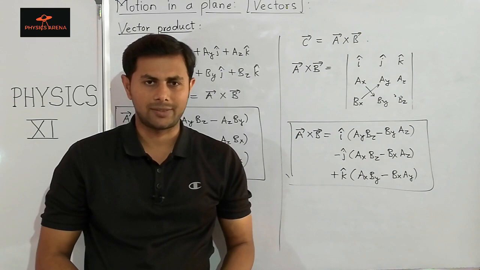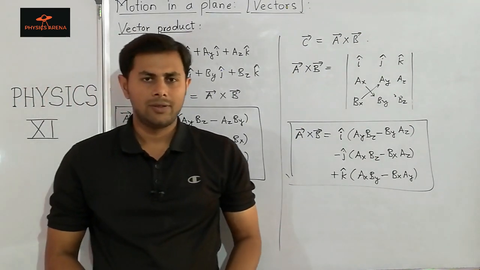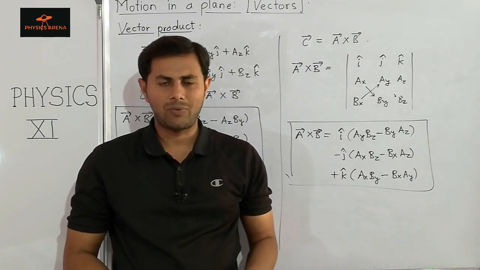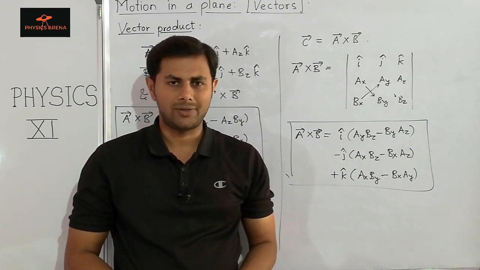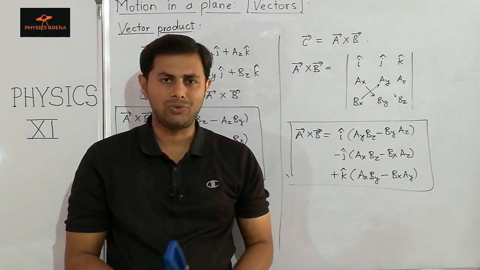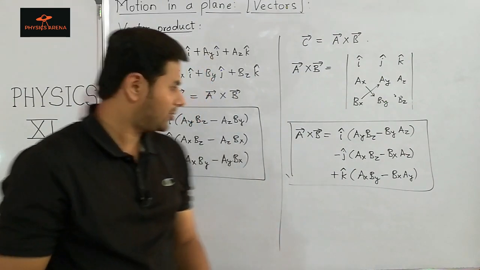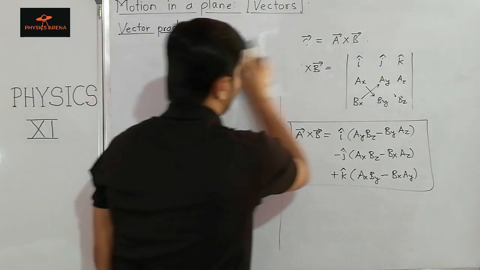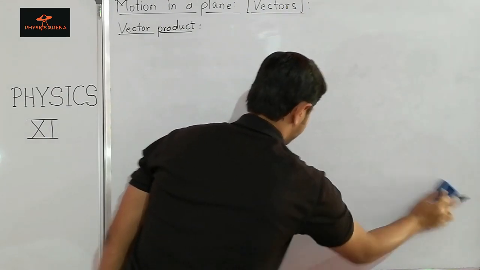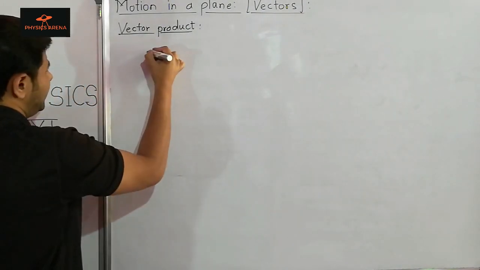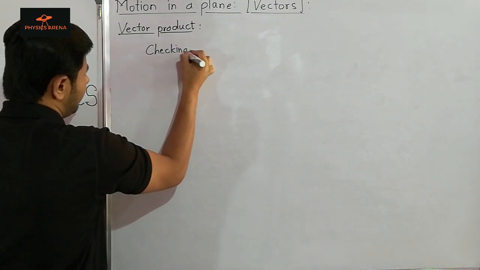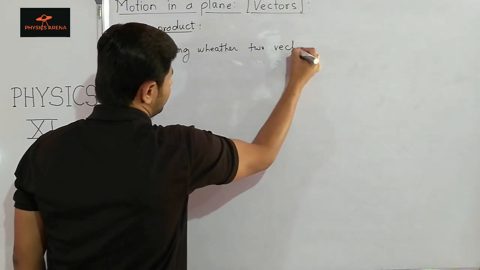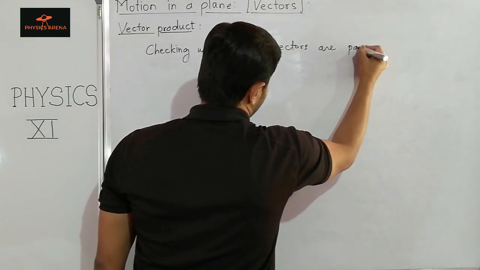Now what are the uses of vector product? So we have already seen a use of vector products, finding area of a parallelogram whose two adjacent sides are given by two vectors. Let's see another use. So use is checking whether two vectors are parallel.